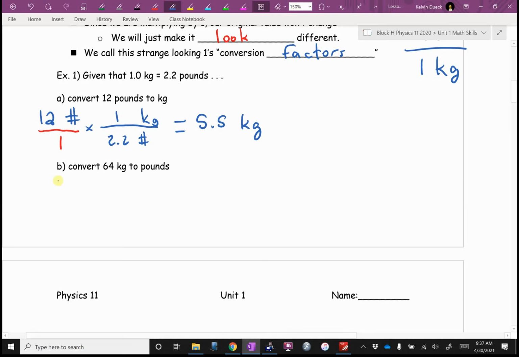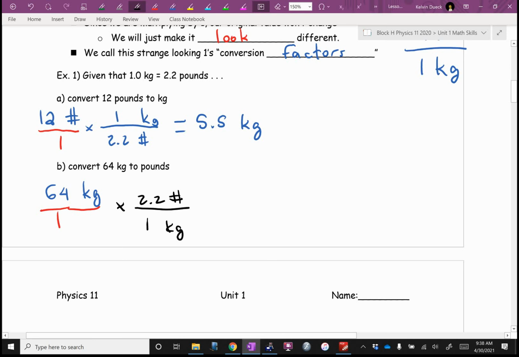Write down what they gave me. 64 kilograms. In my imagination, I'm going to see that it's over 1. Really, what I'm going to see is that the kilograms are on top. So to get the kilograms to cancel in my conversion factor, where are they going to go? On the bottom. What's going to go on the top then? More specific, what units are going to go on the top? Pounds. And with the pounds, the 2.2 tags along, and the 2.2 is on top.